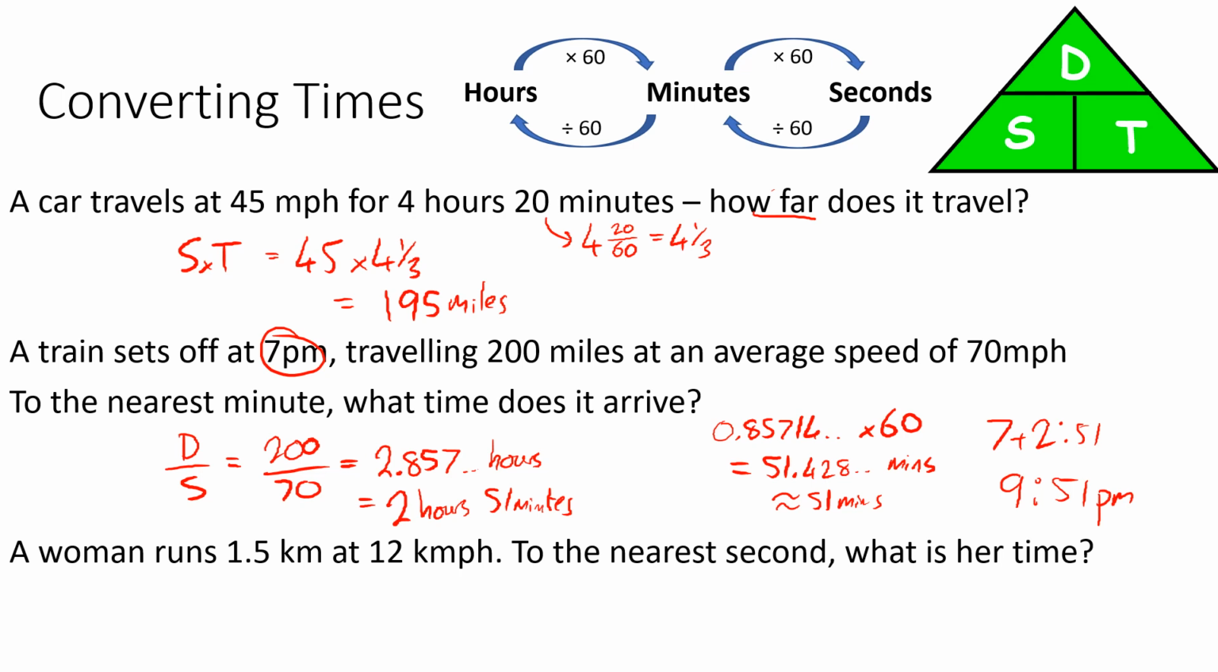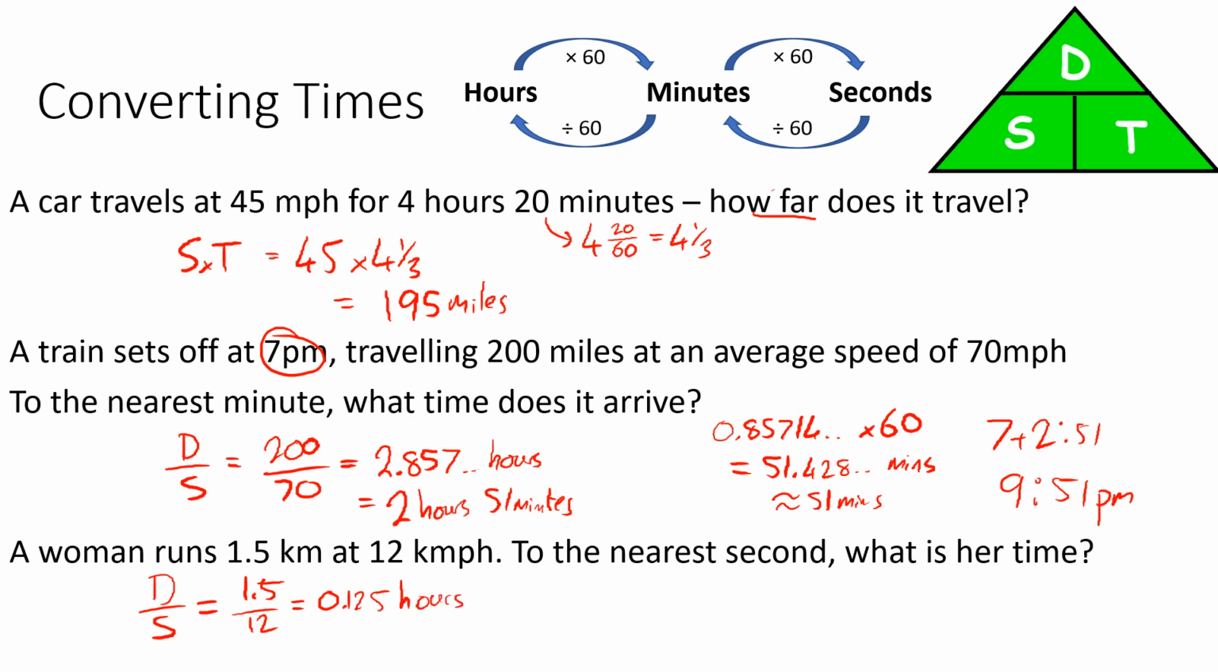Last question we've got here. A woman running 1.5 kilometers at 12 kilometers an hour, nearest second. So we're talking about finding time again. So we want to do distance divided by speed again. So we're going to do 1.5 over 12, which is going to give us 0.125 hours.